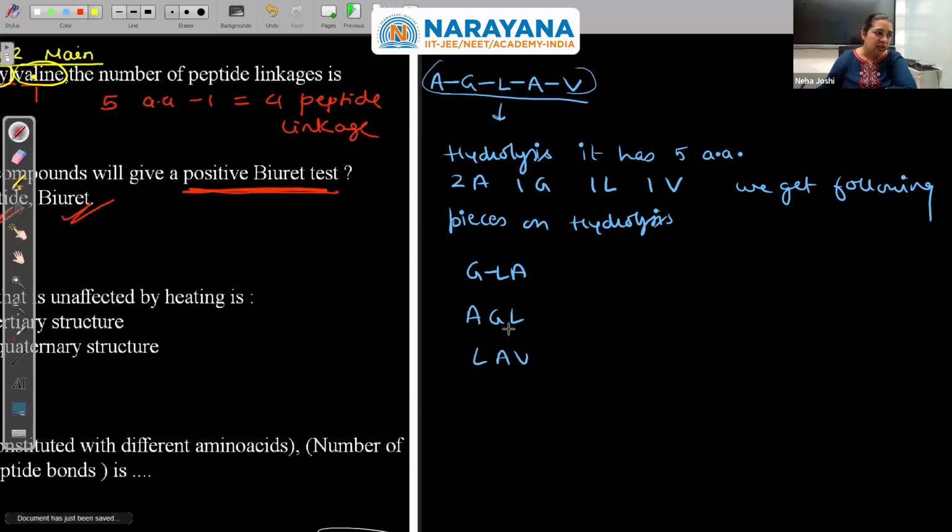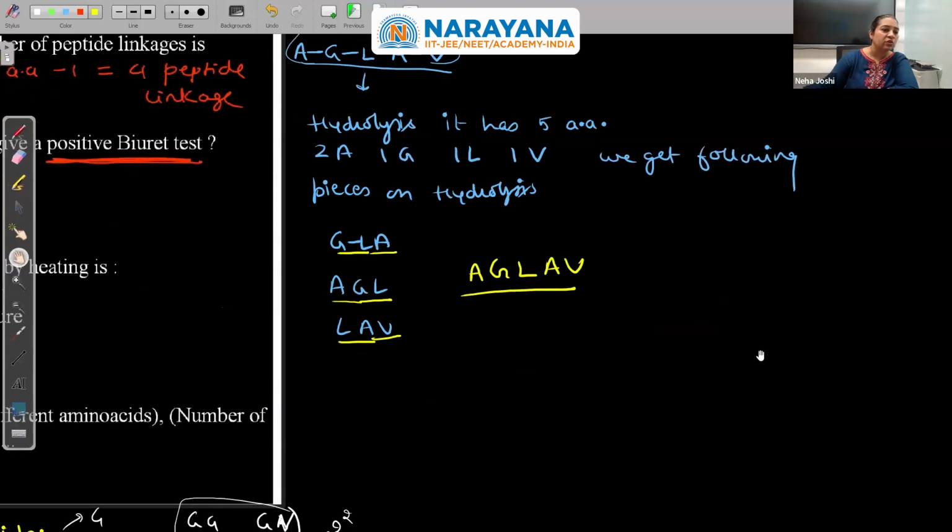So AGL. Anyhow, GL seems to be okay. I'll put GL because GL repeated in two pieces. LA, LA, so I say okay, then it is followed by A. Clear? Once A is preceded, and then this AG, AGL, AV. You should also be spontaneous in how you decide that. Is this clear?